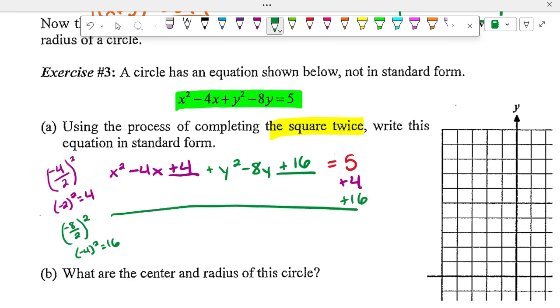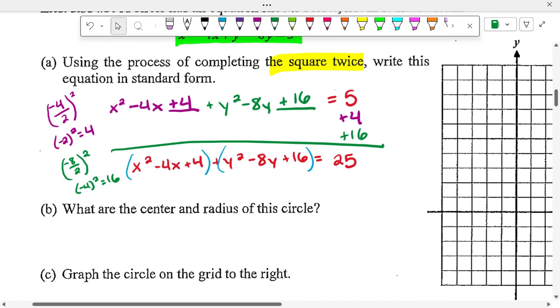So if I rewrite this, I have x squared minus 4x plus 4 plus y squared minus 8y plus 16 is equal to 5 plus 4 is 9 plus 16 is 25. Now, if it helps you with separation, put the x's in parentheses and put the y's in parentheses just so you have that separation. You know you're just going to factor them separately. All right, so I'm going to factor each perfect square trinomial separately.